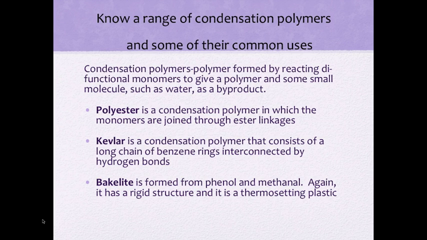Kevlar, the things that police wear that stop bullets, is a condensation polymer that consists of a long chain of benzene rings interconnected by hydrogen bonds. Bakelite, which we talked about just in the previous slide, is formed from phenol and methanol. It again has a rigid structure. It's a condensation polymer, and as I said before, a thermosetting plastic.